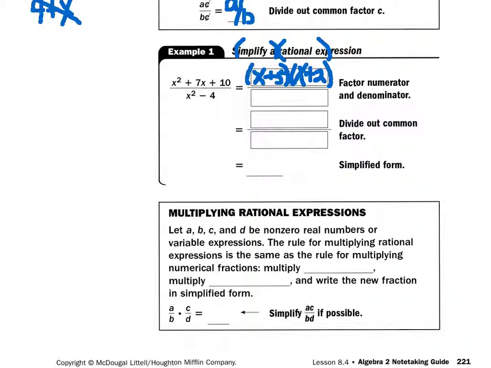Okay, on the bottom, that's the difference between two squares. So that would be x plus 2, x minus 2. Okay, do we have a factor that's the same on the top and the bottom? Yes, the x plus 2, so I can cross those out, and I'm left with x plus 5 over x minus 2 as my final answer.